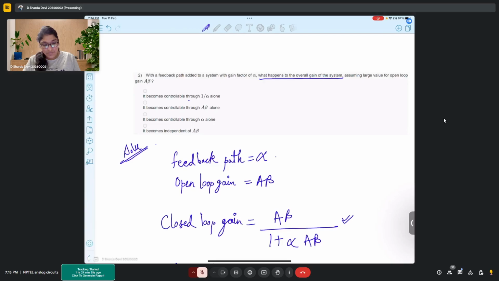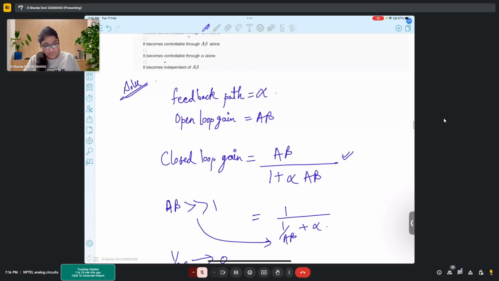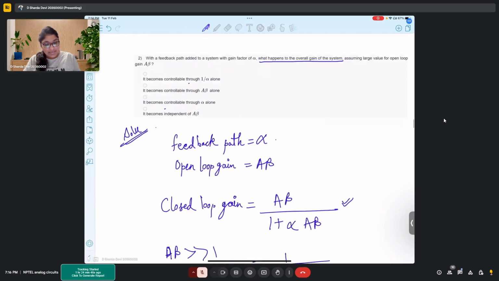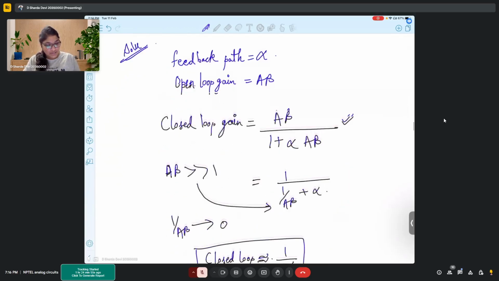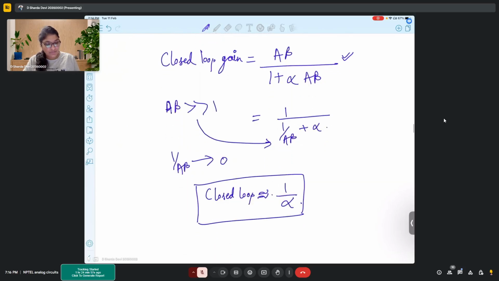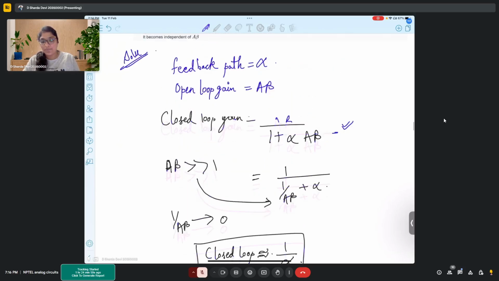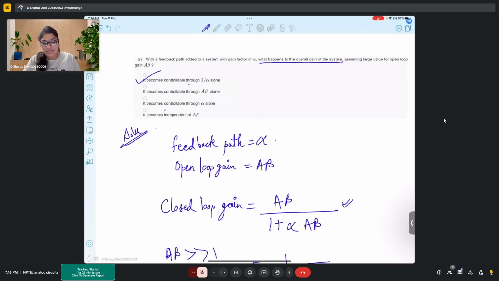It becomes controllable through A beta alone. It becomes controllable through alpha alone. It becomes independent of A beta. If you observe, it becomes controllable through 1 by alpha is the most accurate one, right? Because the majority of your closed loop function is 1 by alpha. So the most accurate answer is it becomes controllable through 1 by alpha alone.